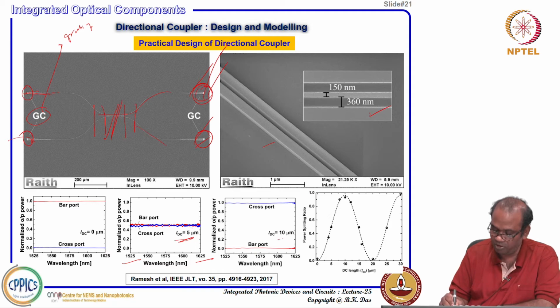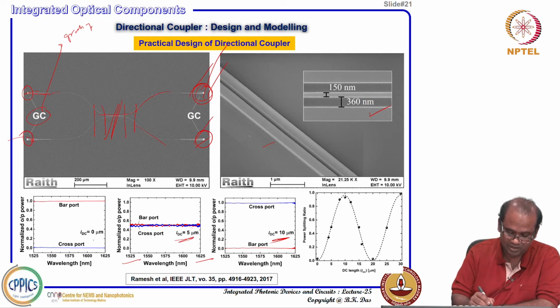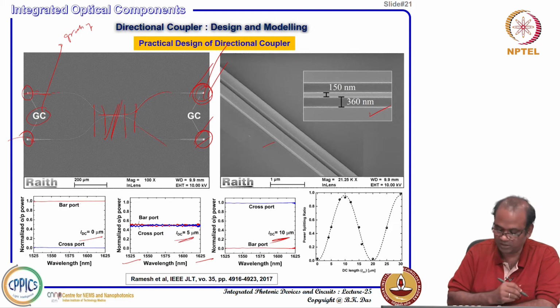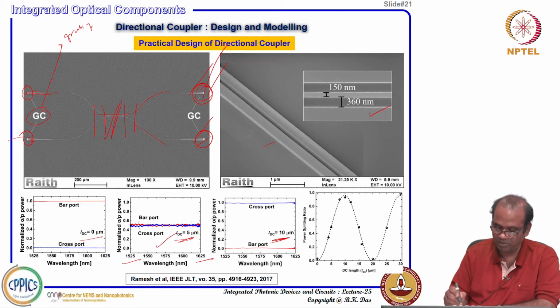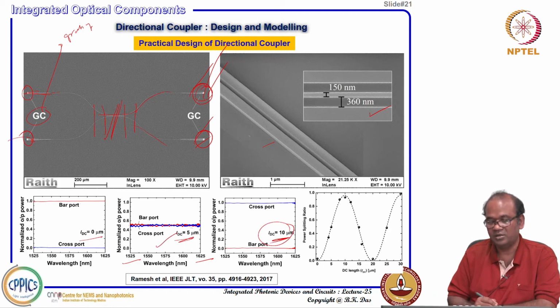Now, if your directional coupler length increases back again, then you see the cross port you are getting completely, earlier with LDC equal to 0 the bar port you are getting this much and the cross port nothing. Here the cross port is maximum 1 and the bar port 0. So, double the length, that means this is a 3 dB power cut, this is the complete coupling length, 10 micrometer. Here it is shown that as a function of length, you are getting the coupling in the cross port and bar port, right.